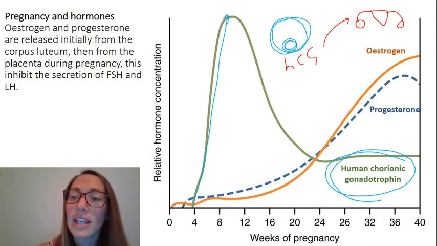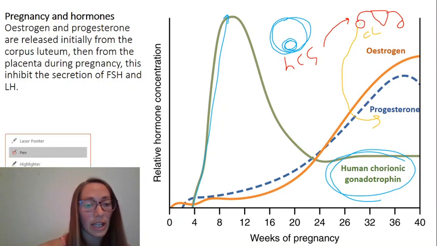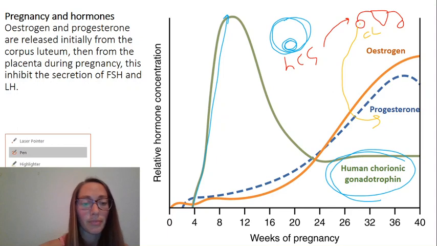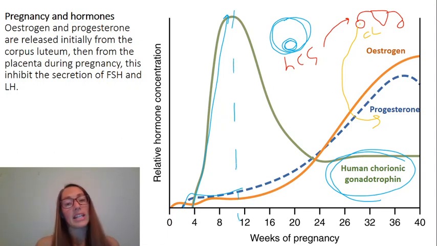And the corpus luteum within the ovaries releases progesterone. So you can see that the human chorionic gonadotropin at the very early parts of pregnancy is really important because it helps increase progesterone levels. It needs to maintain the corpus luteum to stop it from breaking down, because progesterone maintains the endometrium and it stops a miscarriage from happening.